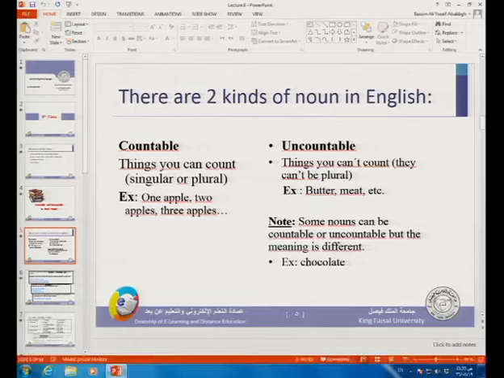Remember that some nouns can be countable or uncountable, but the meaning is different. For example, when I say an apple, it's clear that it's a countable noun. When I say butter, it's an uncountable noun. But we have some nouns that can be countable or uncountable, and the meaning changes. We'll see later. One of them is chicken. If you go to the restaurant and I ordered chicken, this means the meal. It's uncountable in this case. But you can say chickens to refer to the hens, all right?